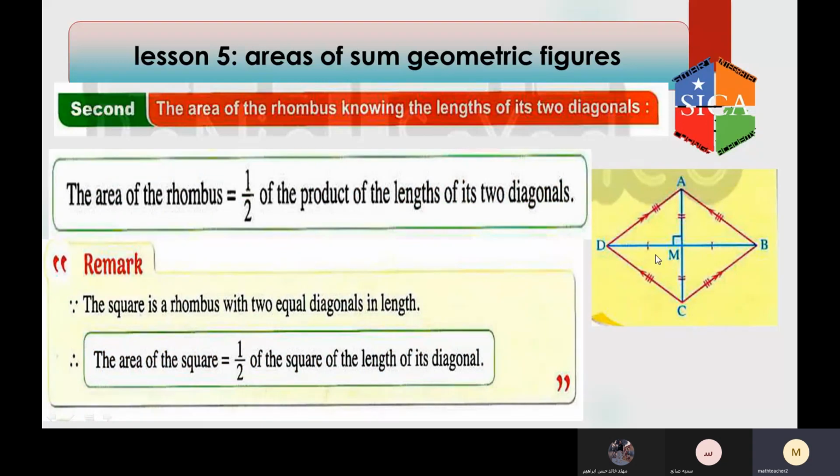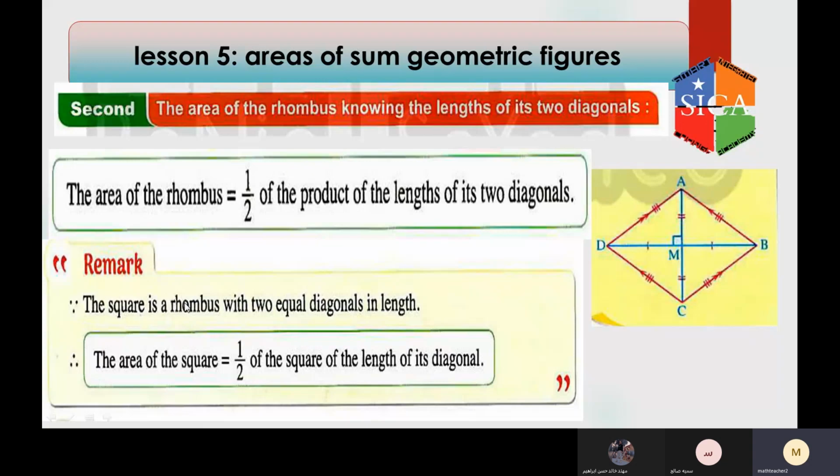Then the area equals half, and don't forget half, because when we get the area knowing the side length and the height, we multiply the height times the side length, or the side length times height. But here we multiply half times the first diagonal times the second diagonal, which is BD times AC times half. Don't forget the half.